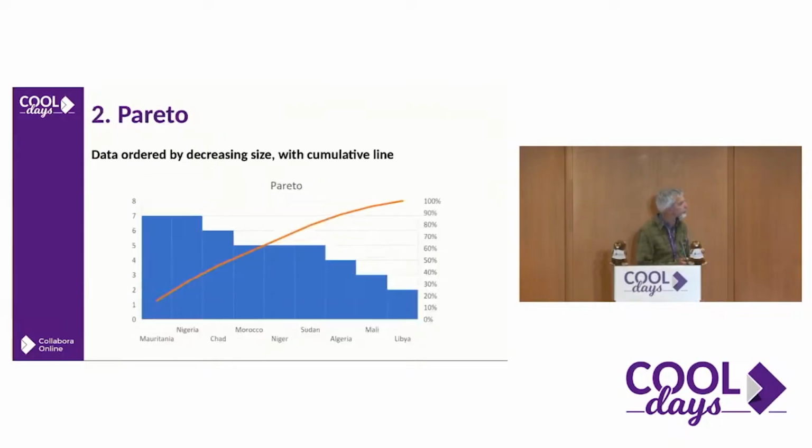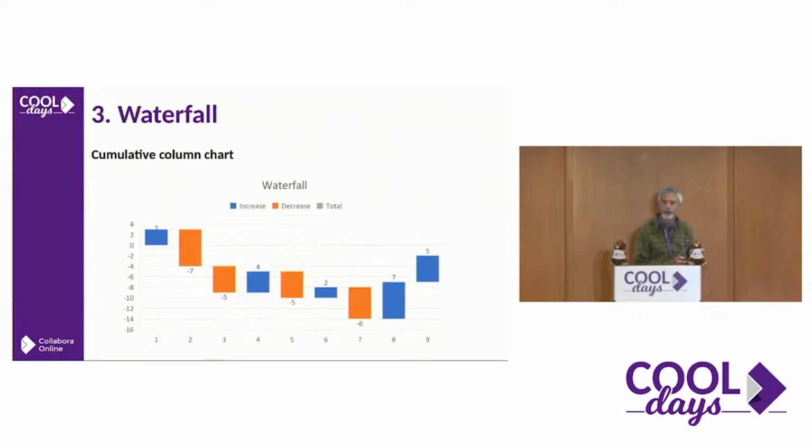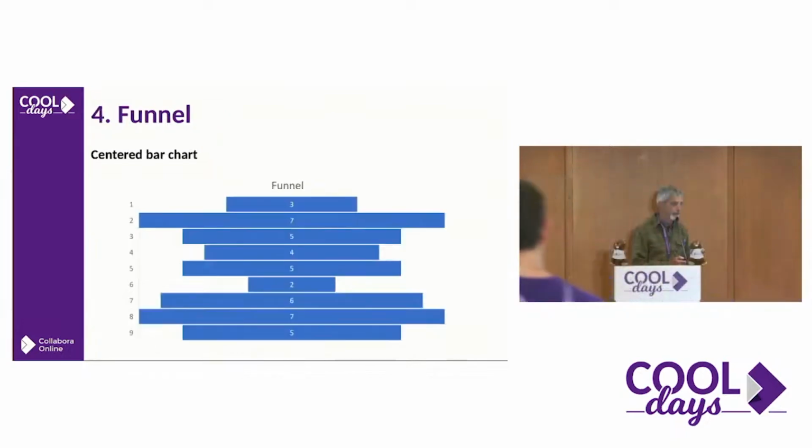The next one is called a Pareto chart. It orders the data in decreasing value and then shows a line graph of the cumulative value. So all of these are fairly boring, frankly. This is called a waterfall chart, which shows the cumulative value from the beginning towards the end. This is a funnel chart, which is just a horizontally centered bar chart, basically.